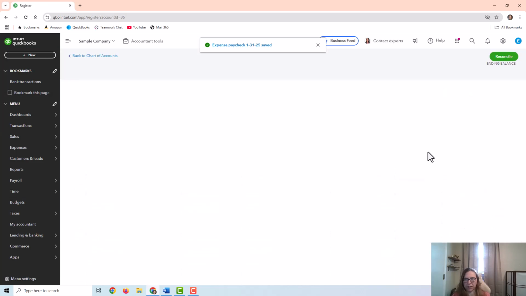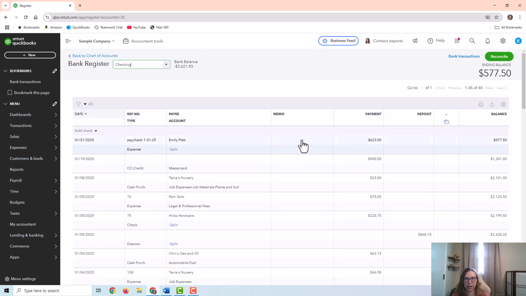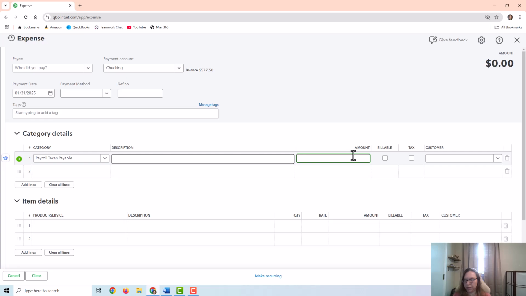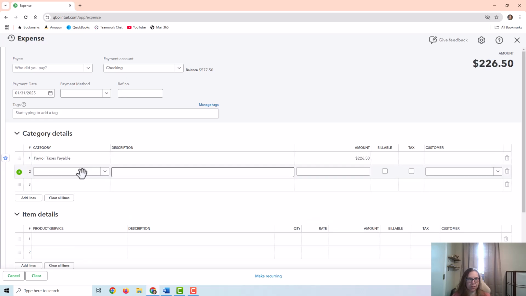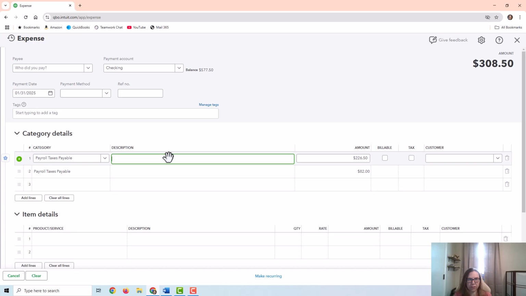Okay, and if I were to look at the checking account right now, I would see that here. Okay, now what I'm going to do is also make an entry for the tax payment of $308.50. This is going to be for the $226.50 employee withholdings and the $82 employer tax liability. So I'm going to put this on two separate line items so that when I look at the reports, you can see everything basically itemized out.